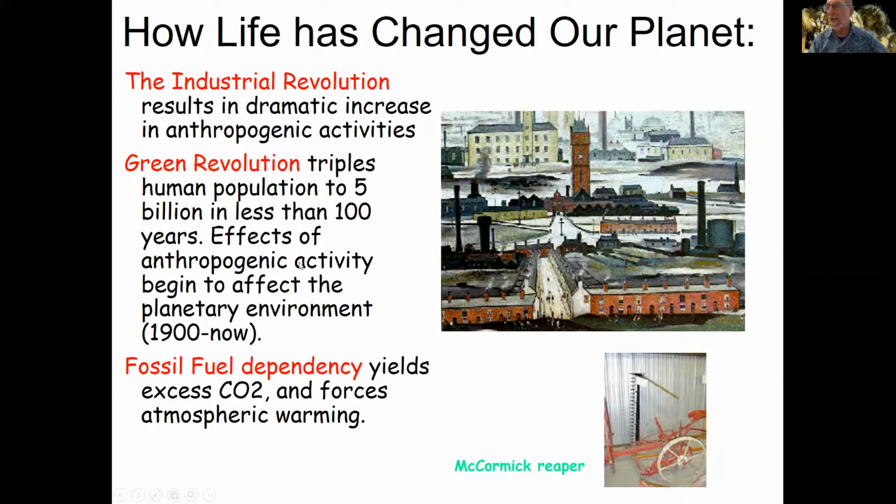So life has changed our planet both at the inception of life and evolution, at different stages in evolution, and then more recently, the kind of life that human life has evolved into has also begun to alter the planet in profound ways.